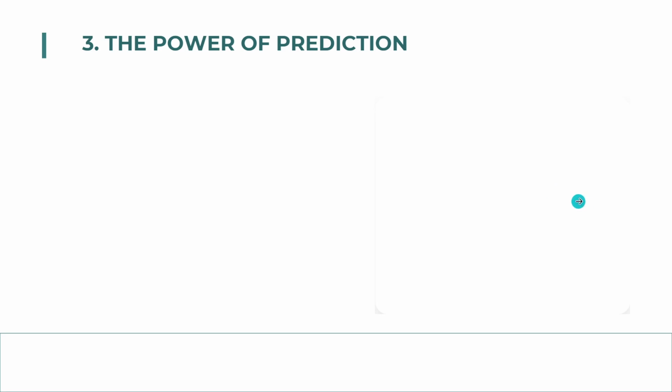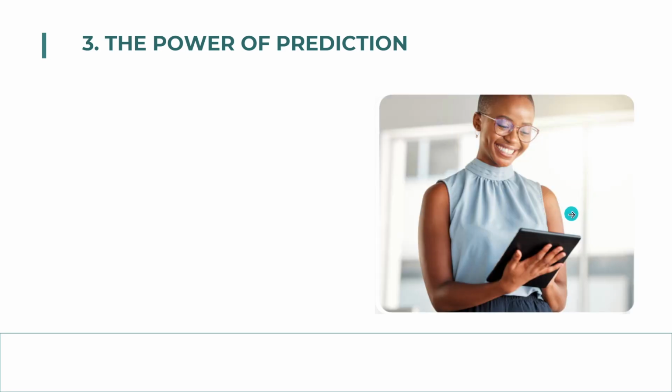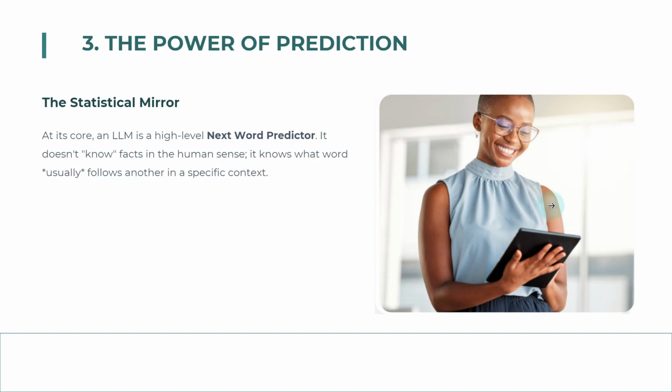So moving on, we'll look at the power of predictions. So this brings us to a critical realization for any professional. An LLM is essentially a next-word predictor. It doesn't know facts the way you and I do. It doesn't have a database of truth. But instead, it knows that words usually follow one another in a specific context.